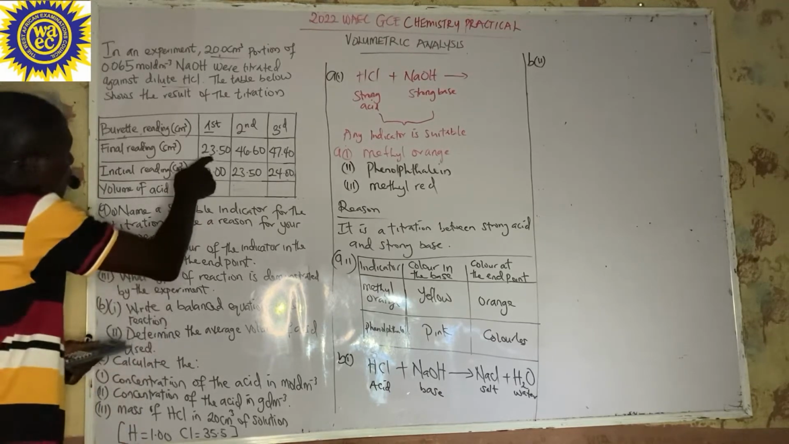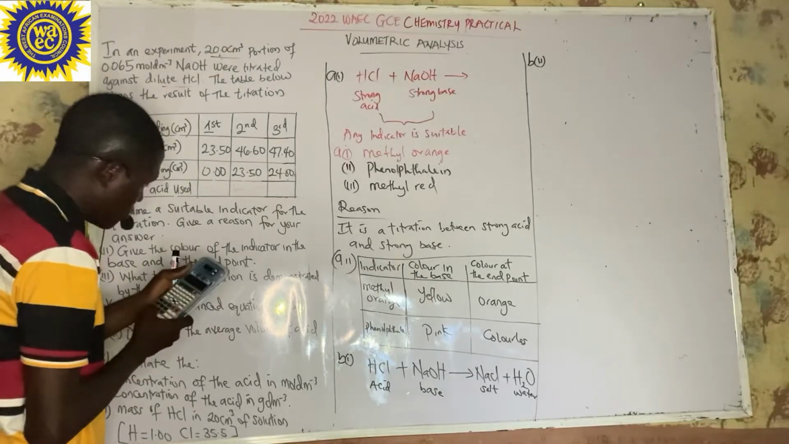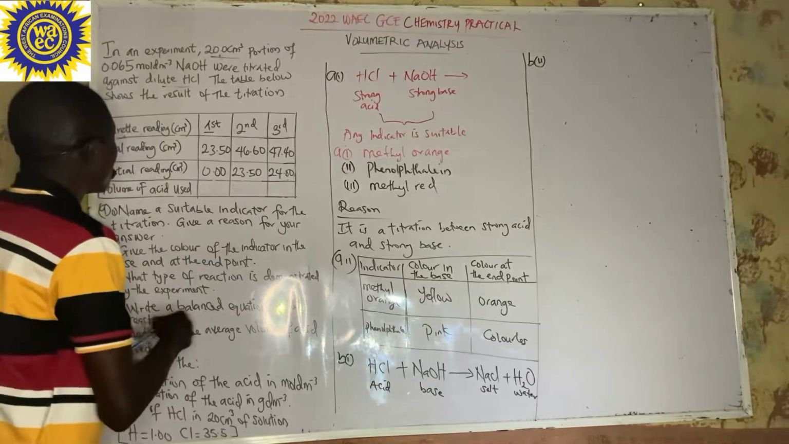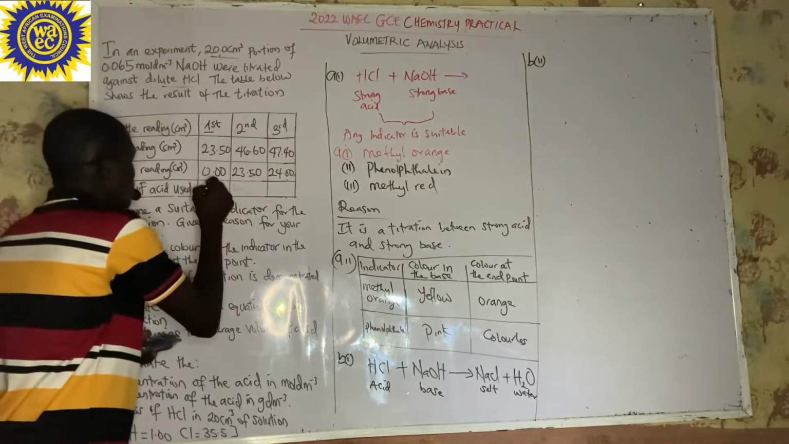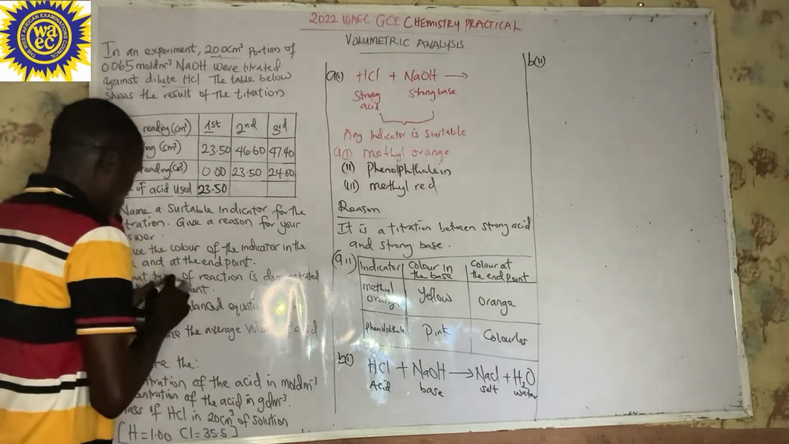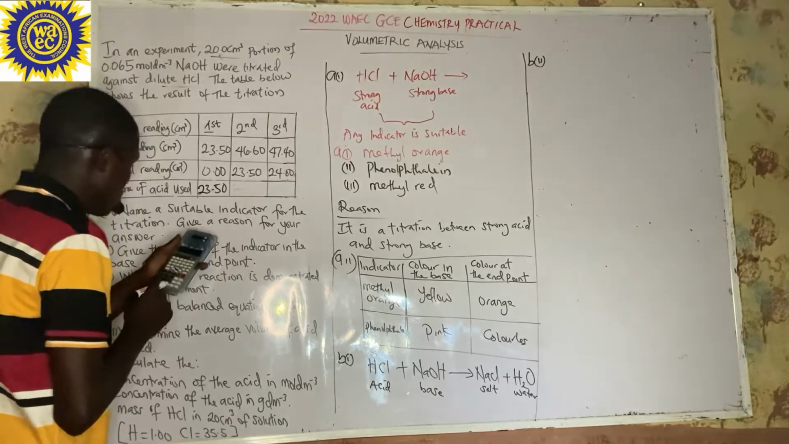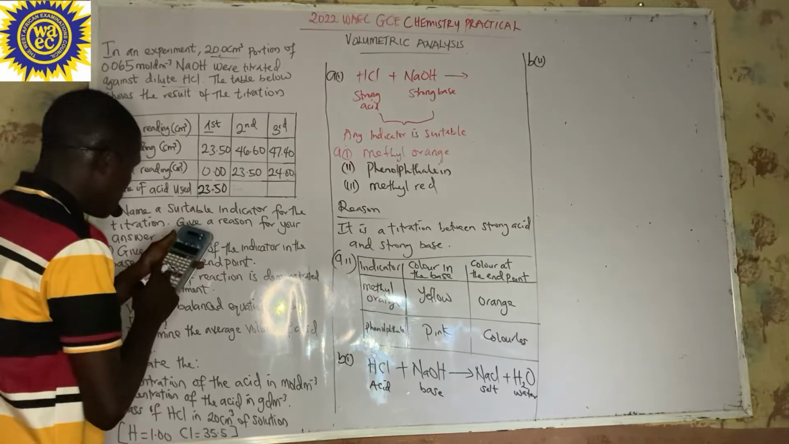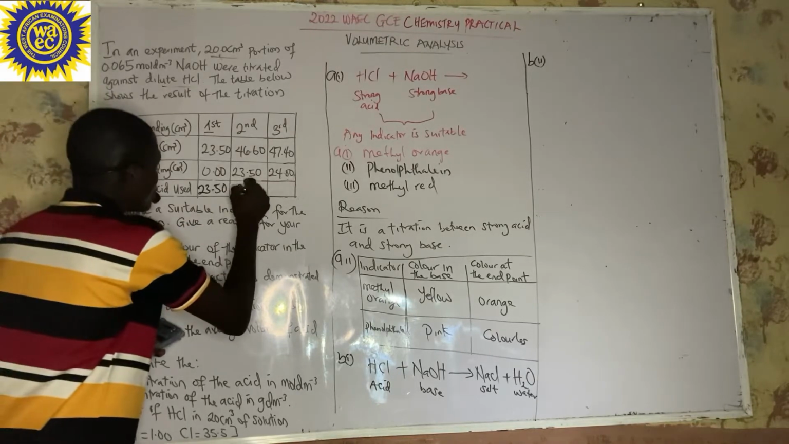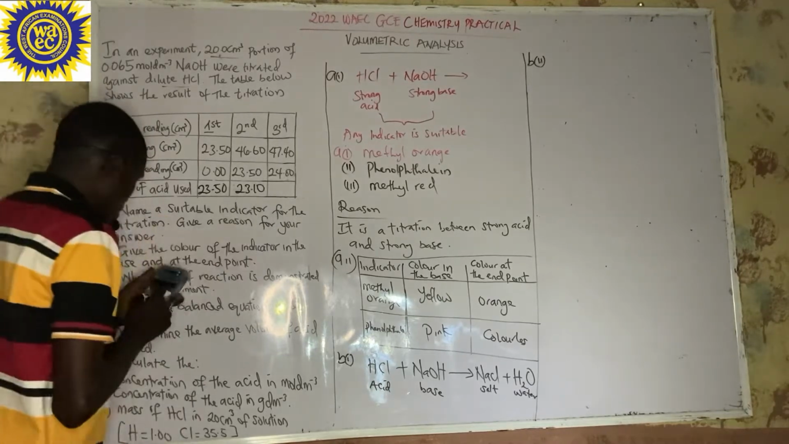Now the final minus the initial. Here we have 23.50 minus 0, which will be 23.50. So 46 minus 23.50, we have 23.1, 10 here. So then the last one here, which is what?